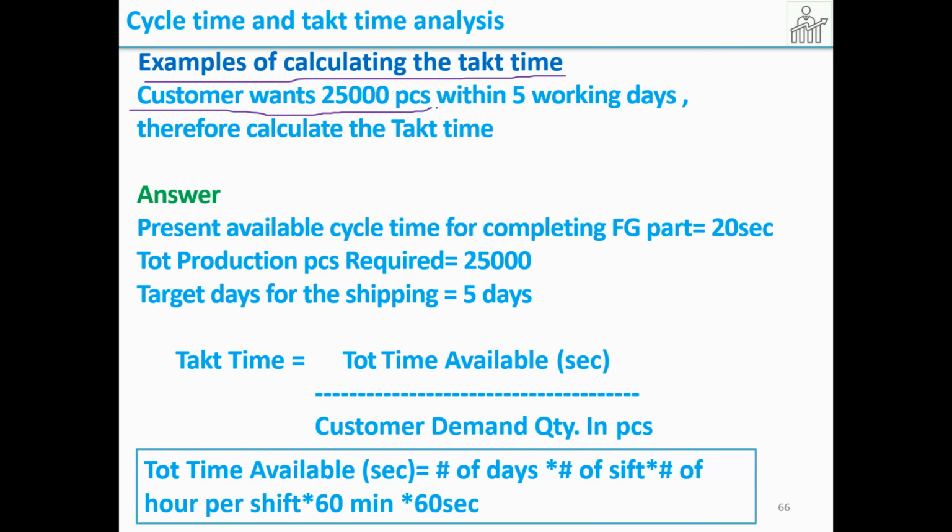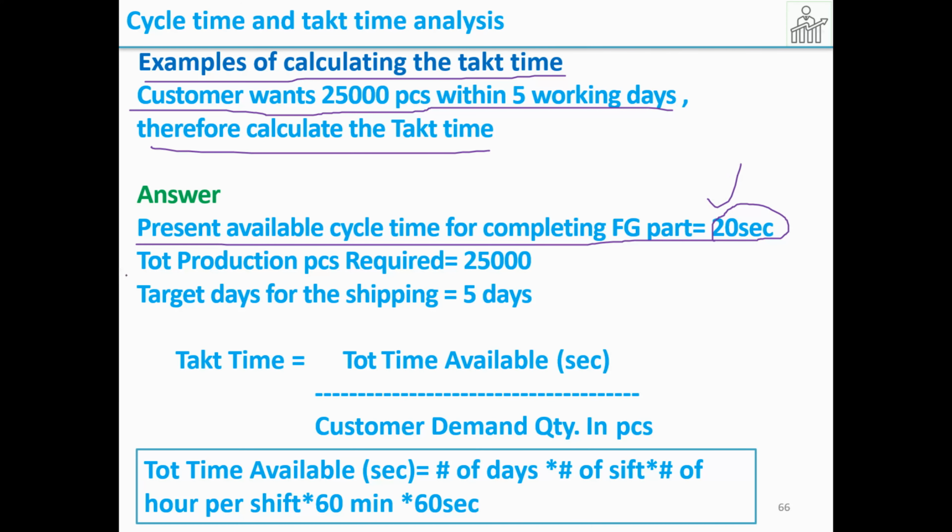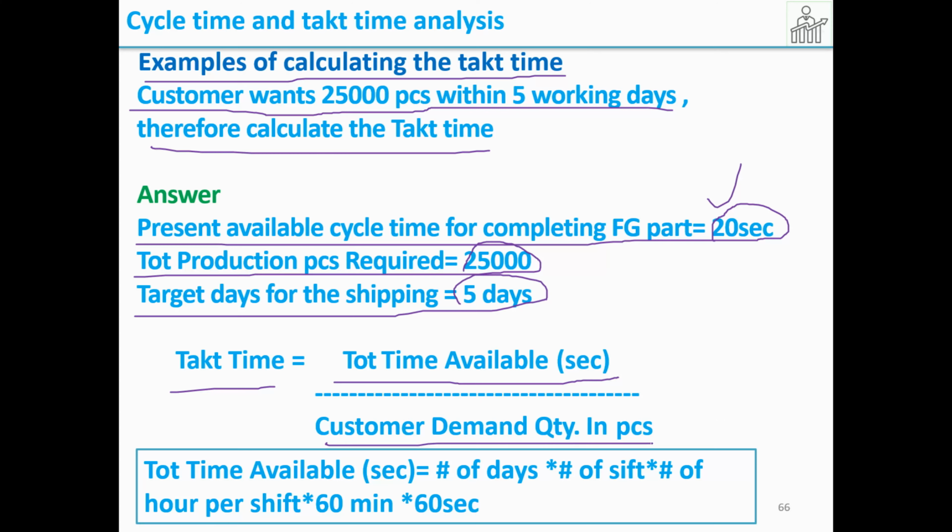Customer wants 25,000 pieces within 5 working days. Therefore, calculate the takt time. The present available cycle time for completing a finished goods part is equal to 20 seconds. This is our internal cycle time, where every 20 seconds one OK part is coming out of the line. So the total production pieces required from the customer demand is 25,000 and is asked within 5 days. So takt time is equal to total time available divided by customer demand in quantity in pieces.